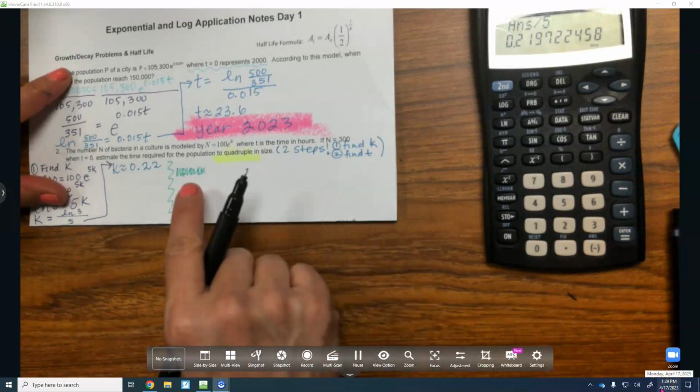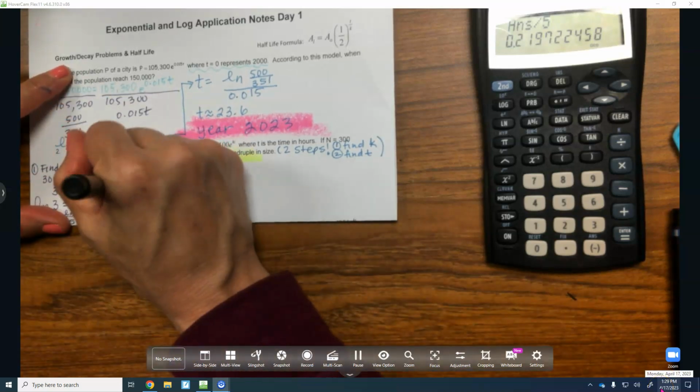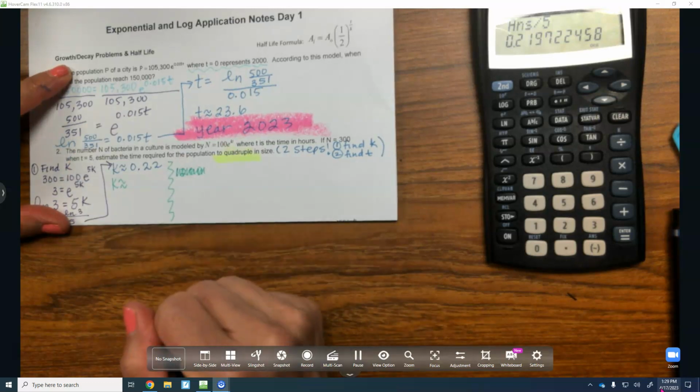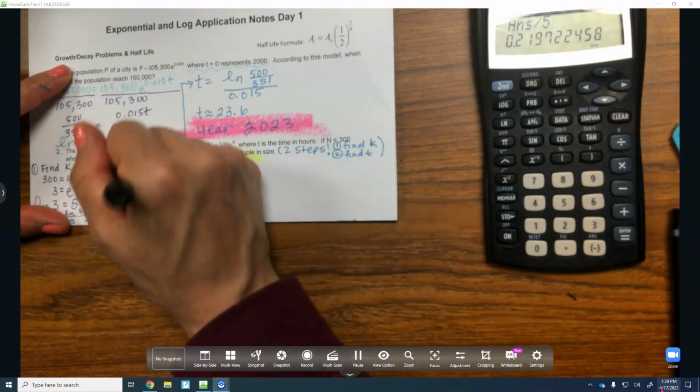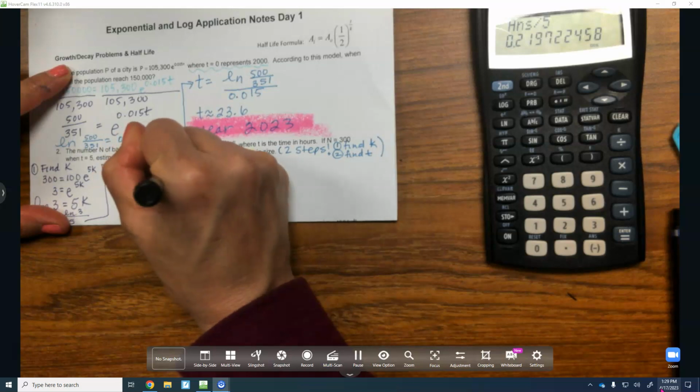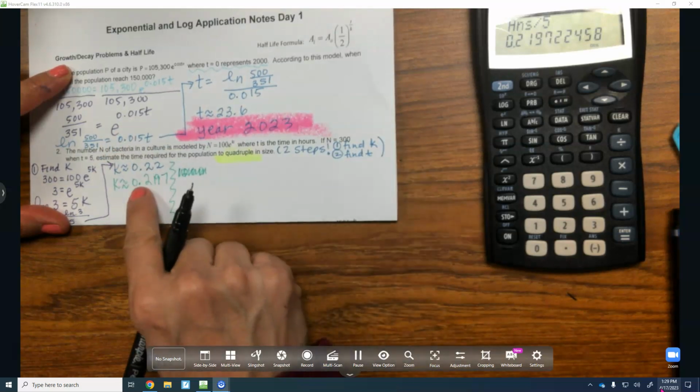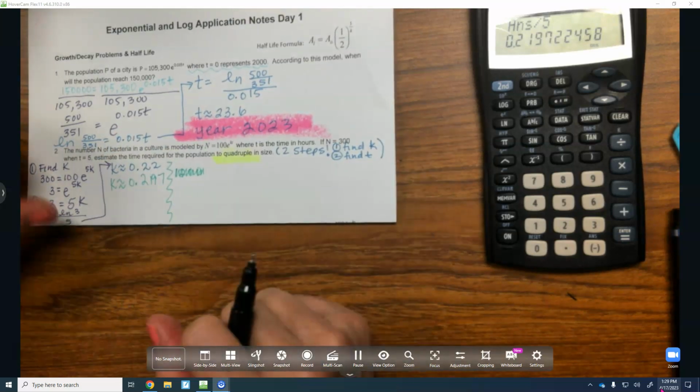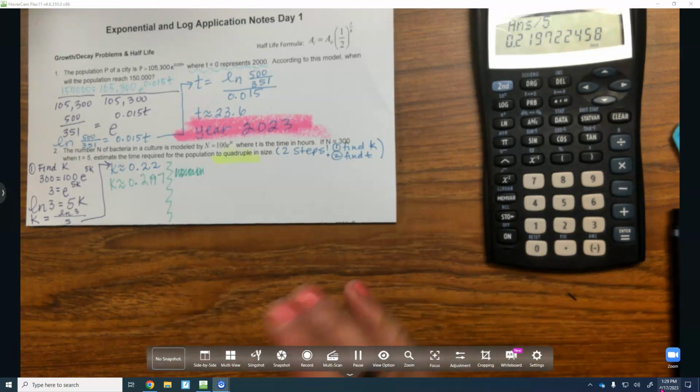Okay, so there's our k value, and if we round to the nearest ten-thousandth, it would be 0.2197. Tens, hundreds, thousands, ten-thousandths, I guess, is what we rounded to. All right, so either one is going to give us a pretty accurate answer. Let's go on to step 2 and figure out what the question is asking.